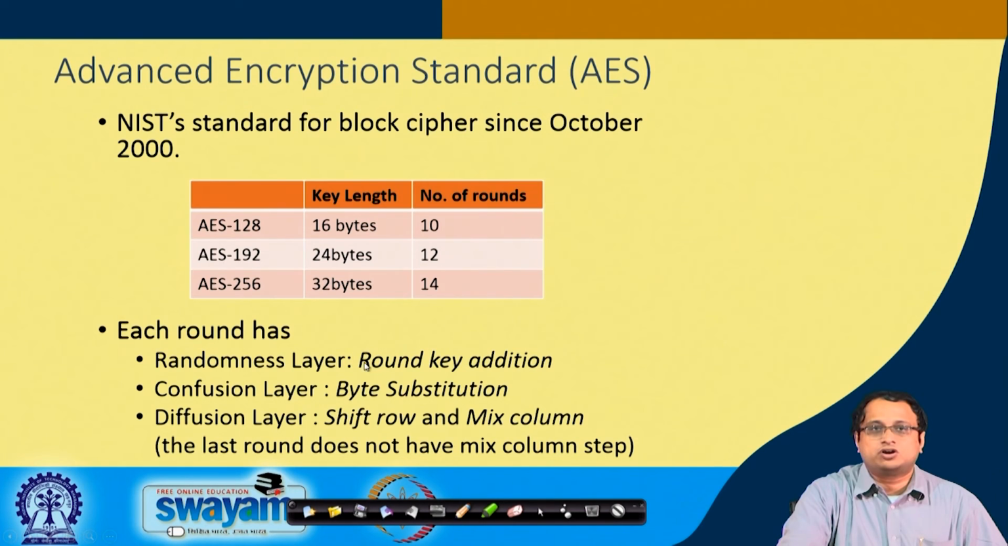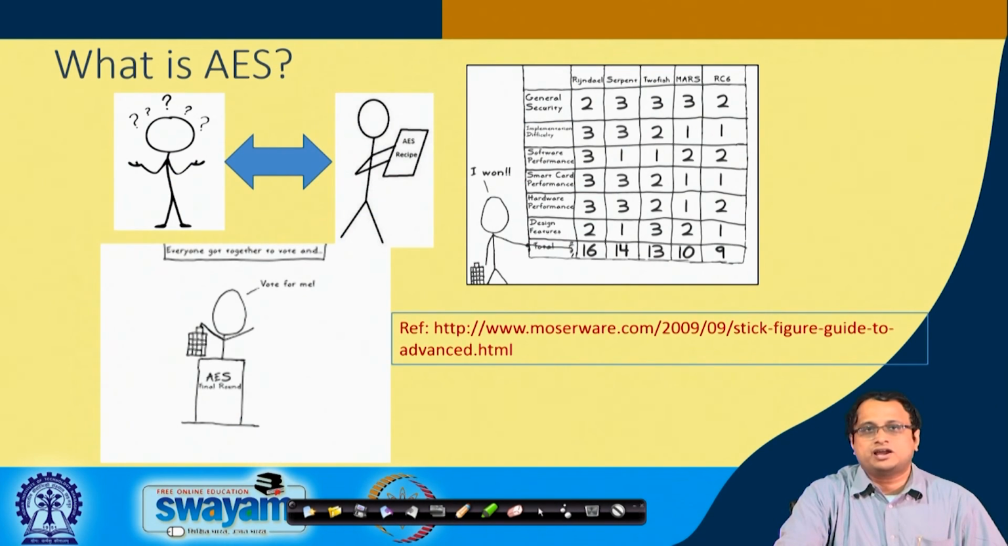Each round has different steps. The XORing with the key is typically done by round key addition. It also does several functions for confusion, which is often done by a process called byte substitution, which we will see in the next classes. It also has an interesting diffusion layer, which is done by shift rows and mix columns. And the final round does not have mix columns because it doesn't add to any conventional security. So, what is AES?